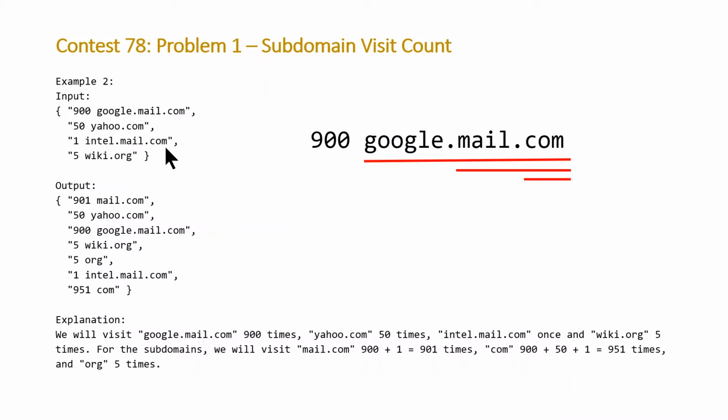So mail.com shows up in intel.mail.com. So at the end of the day, we should see 900 plus 1, which you can see is the output here. This is a pretty straightforward problem. All it really consists of is parsing. It's not really an algorithm problem. But it gives us an opportunity to demonstrate a couple of functions that are useful for converting integers to strings and strings to integers. But the idea is pretty simple.